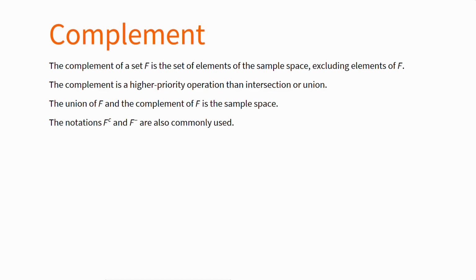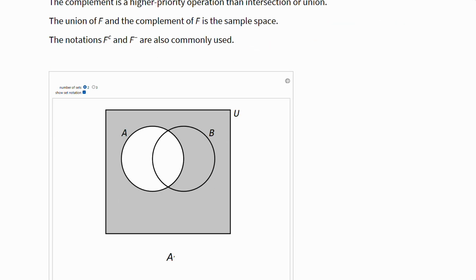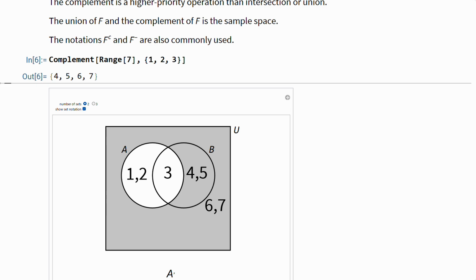The notations Fc and F- are also commonly used for complement, but in this course, we'll use F prime. Here, the sample space is from 1 to 7, and the set is 1, 2, 3. So the complement of A is going to be 4, 5, 6, and 7.